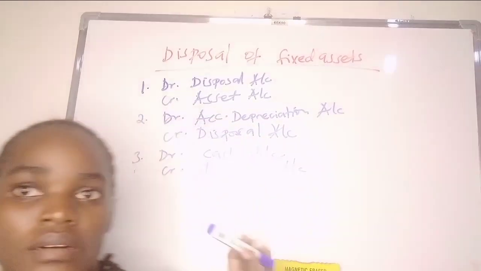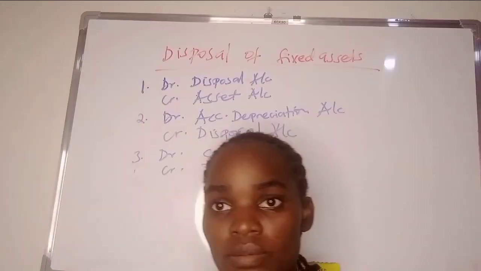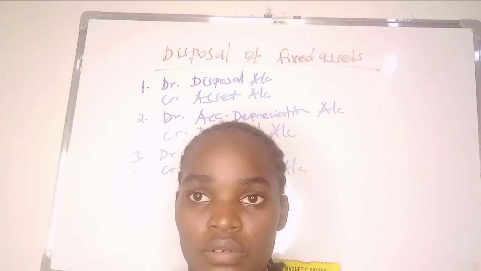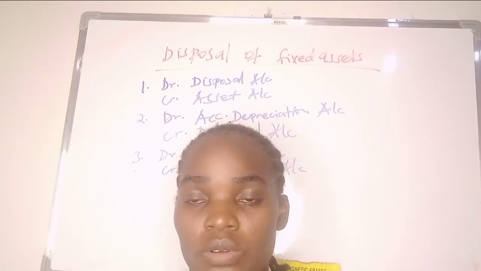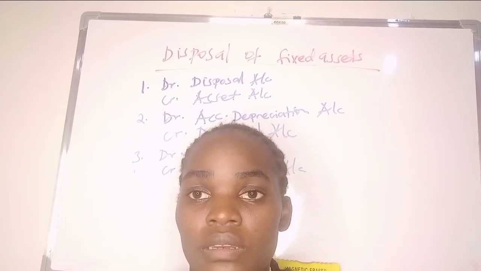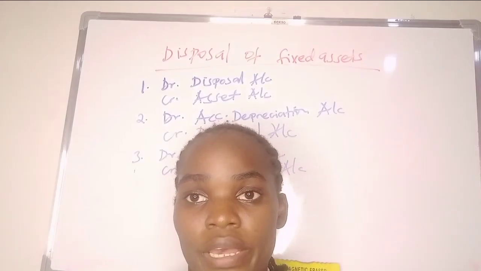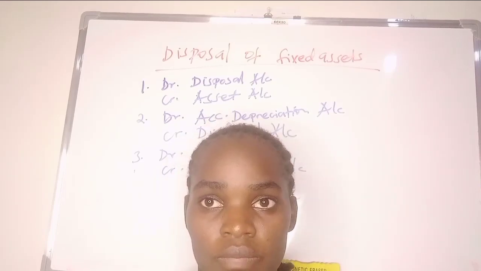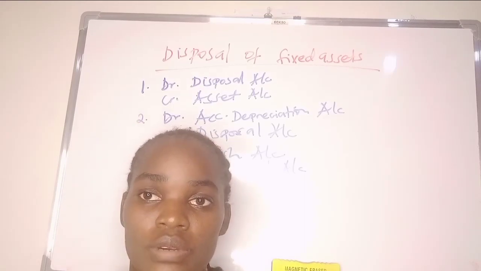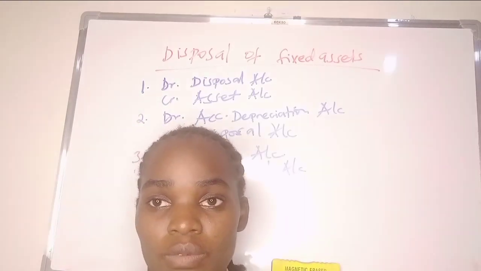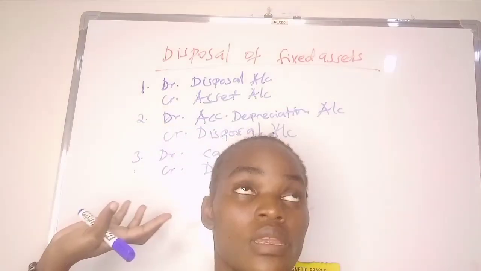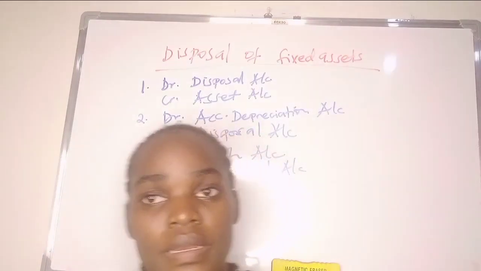So these are the accounting entries when it comes to disposal of assets. First of all, where there is disposal, we shall have what we call the disposal account. The main purpose of the disposal account is to determine whether there is a loss or a gain on disposal. So we have three accounting entries when it comes to disposal of assets. Every time there is disposal, these are the three entries that are supposed to be made.